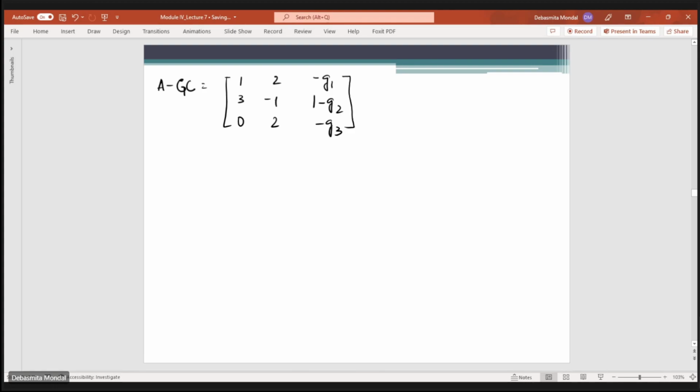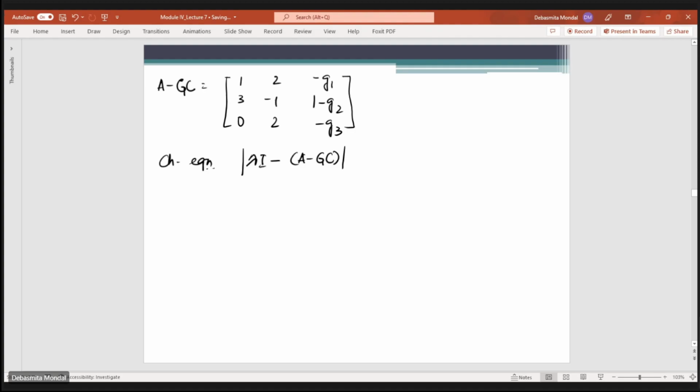So this matrix is known to you. What you can simply do is find out the eigenvalues of this matrix. In order to find the eigenvalues, you need to write the characteristic equation. The characteristic equation of this system will be the determinant of lambda I minus A minus GC, and this should be equal to 0.